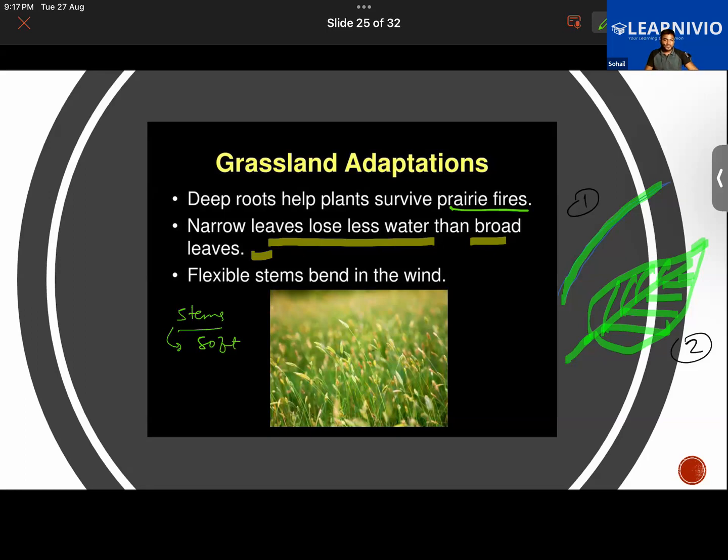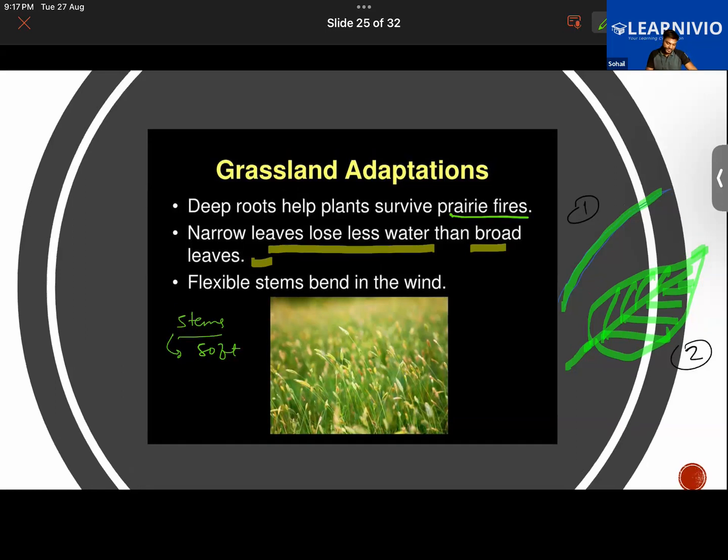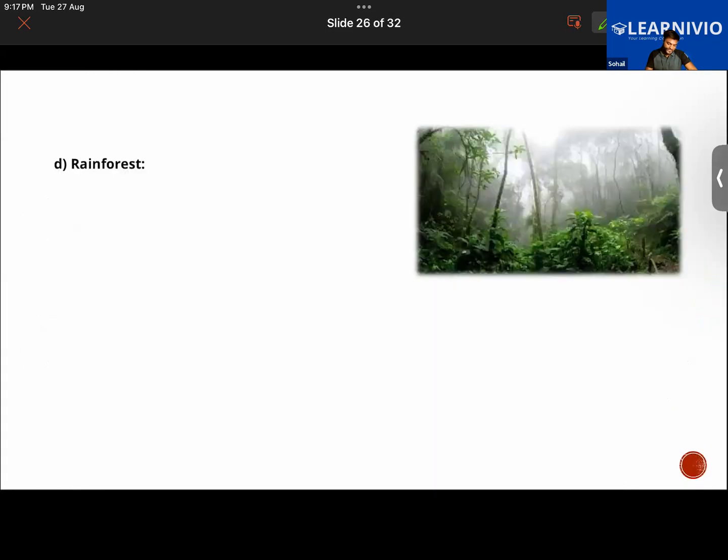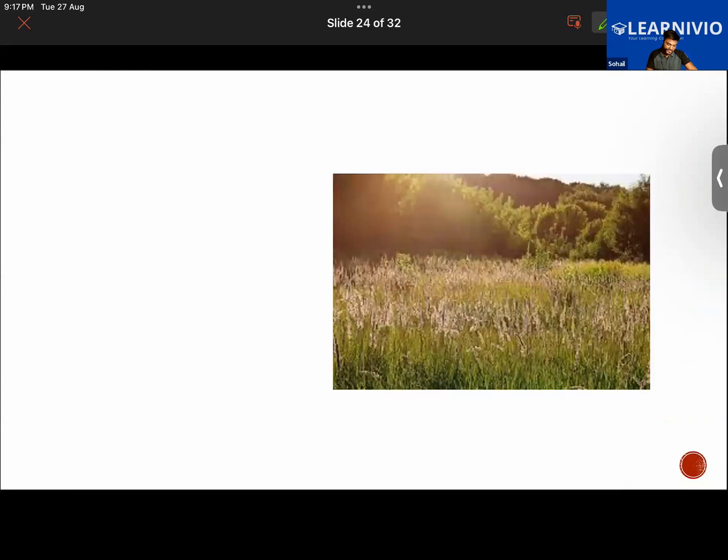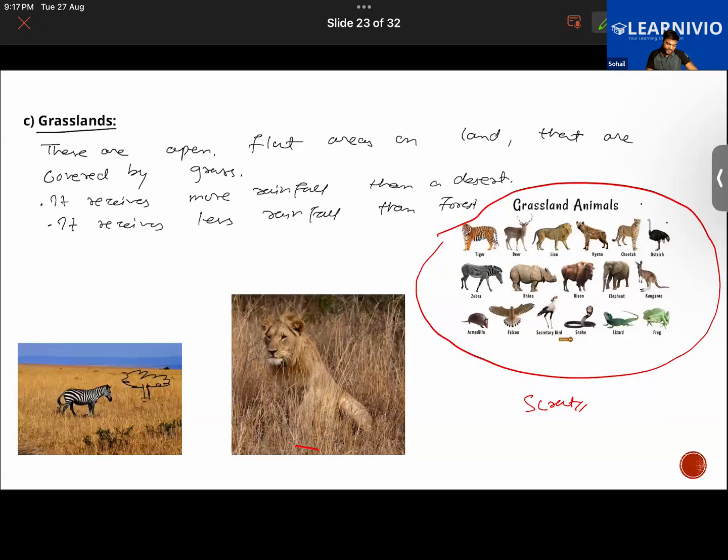Talking about roots, we learned they are deep. Can the stems of them break? Usually, no, it does not break. Since they are very soft and can bend very easily, hence it does not break. So we did learn about adaptation shown by the plants in the grassland. I will be telling you how to write about adaptation when you have to write.